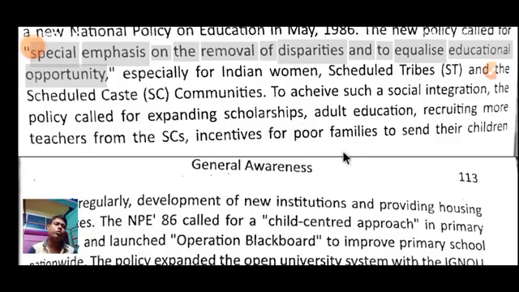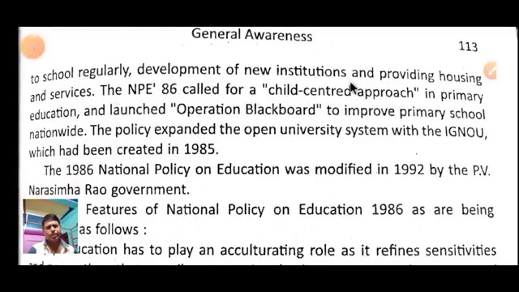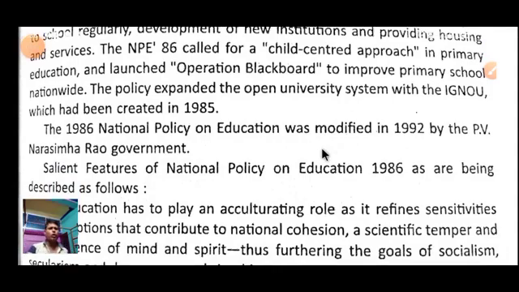To achieve such a social integration, the policy called for expanding scholarships, adult education, recruiting more teachers from the SCs, incentives for poor families to send their children to school regularly, development of new institutions and providing housing and services. The NPE 86 called for a child-centered approach in primary education and launched Operation Blackboard to improve primary schools nationwide. This policy expanded the Open University system with the IGNOU, which had been created in 1985.